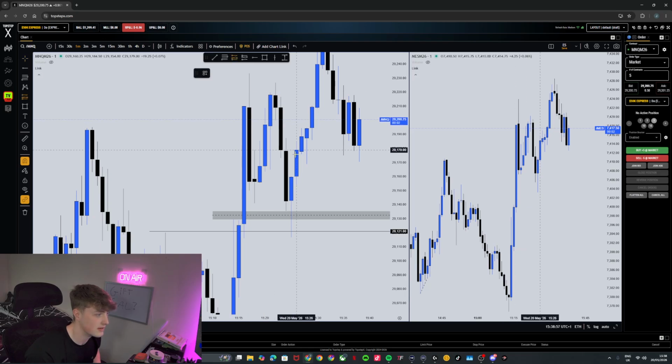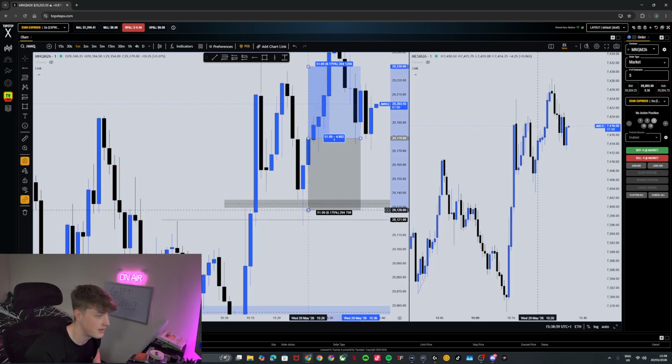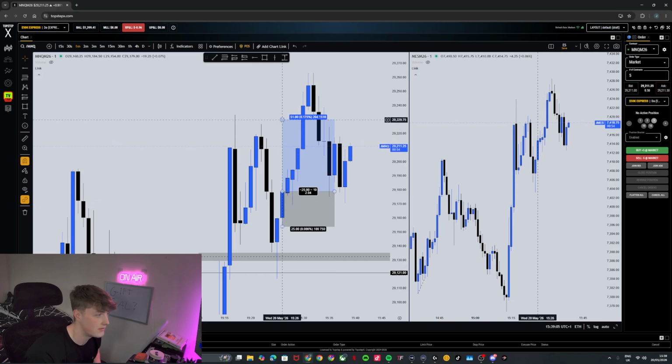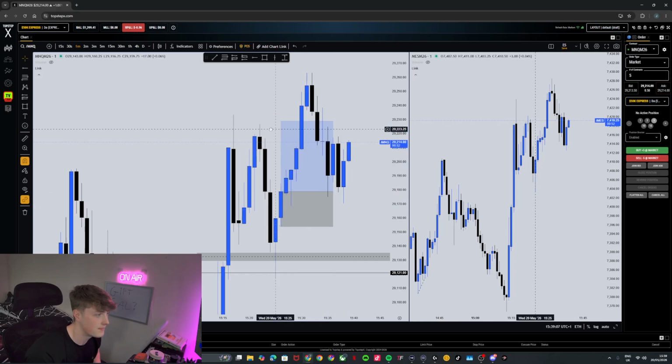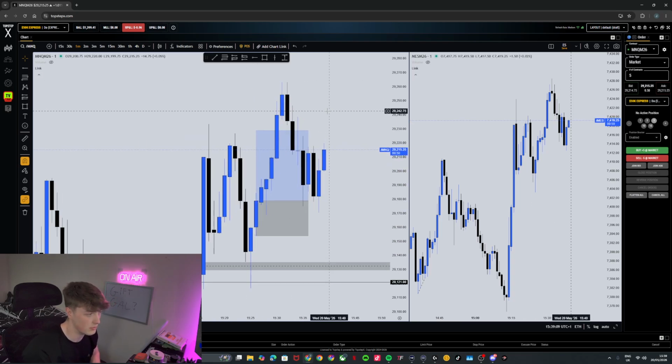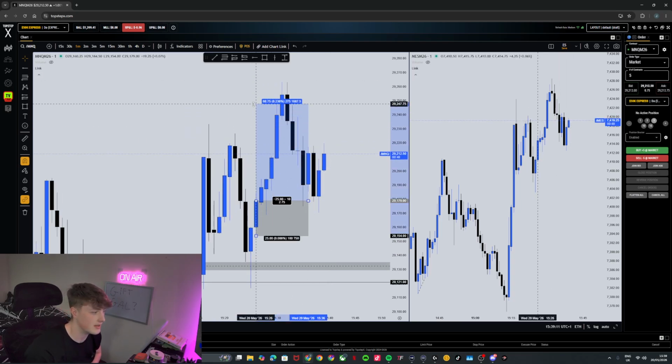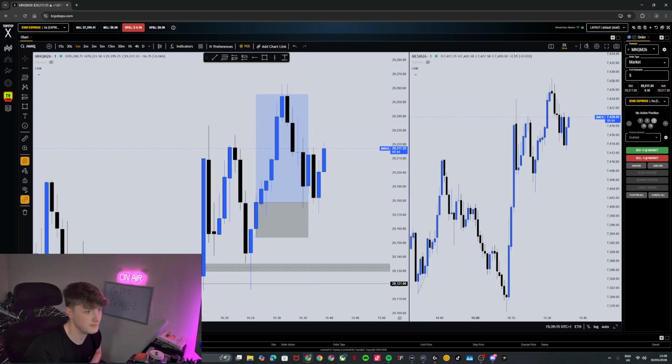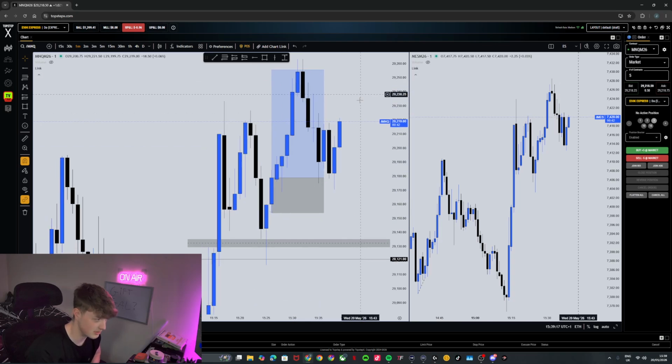So what could you have taken this for? Entered here, 25-point stop, 50-point profit. Would have netted you a 1 to 2, maybe even a 1 to 3 if you would have held. But I didn't because no internal SMT, which is why I faded it.